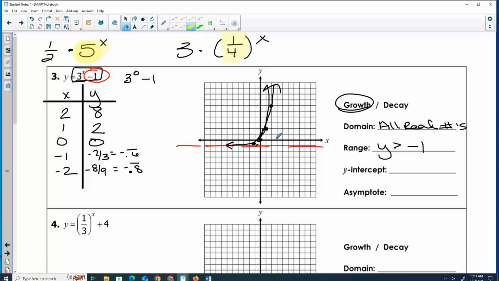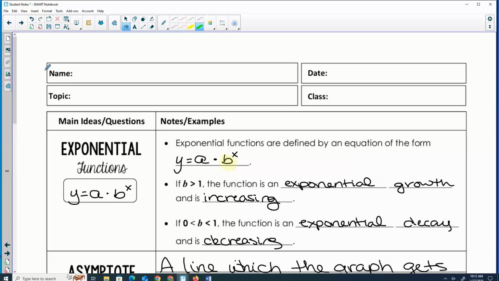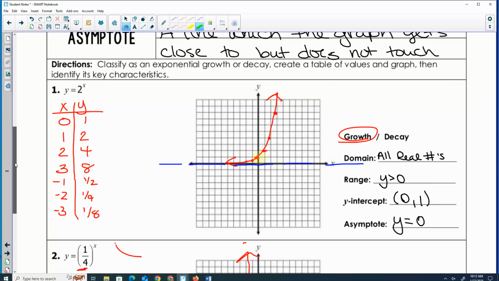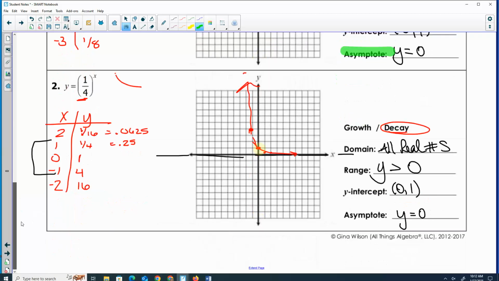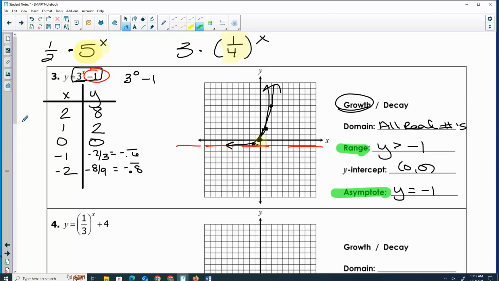Y-intercept, the point where we hit the y-axis, is right here. It's (0, 0) this time. And our asymptote is y equals -1. You notice your range and your asymptote are very similar. My range is y greater than, my asymptote is y equals, but they're both the y and the number. Because your asymptote is where it doesn't hit, and then we hit everything above that.